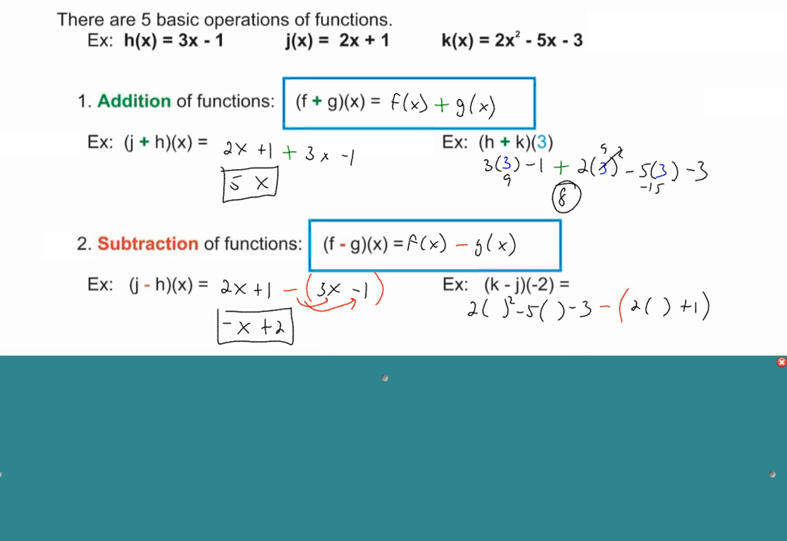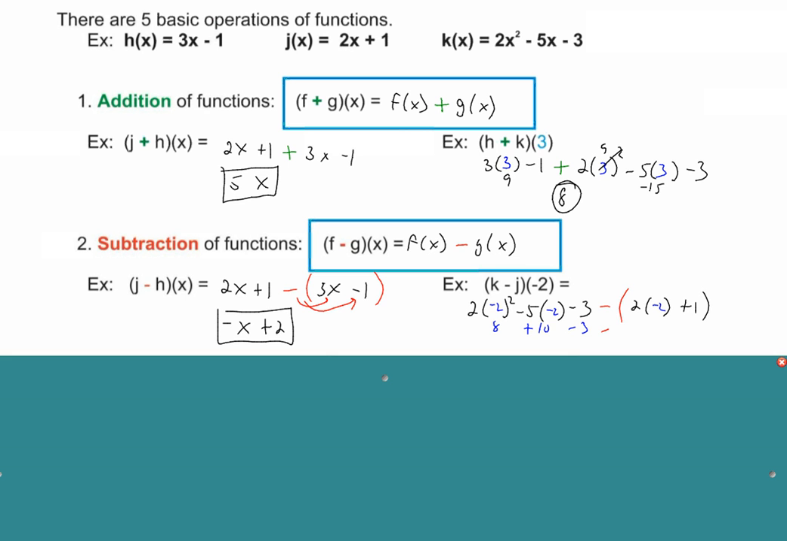And here I'm going to do it in blue. I'm putting a negative 2 in every time. Negative 2, negative 2. Okay. So in the front, negative 2 times negative 2 is 4. 4 times 2 is 8. That's an 8. Negative 5 times negative 2 is a positive 10. We still have negative 3.